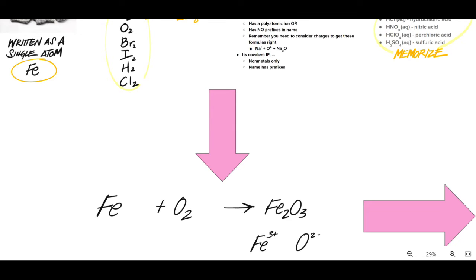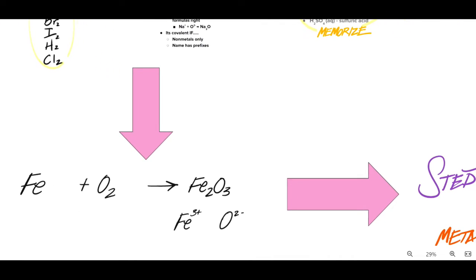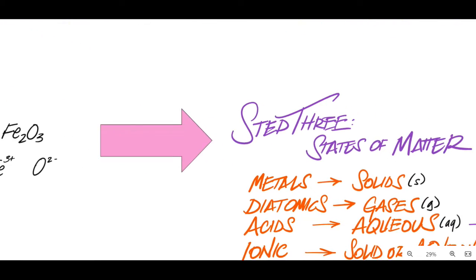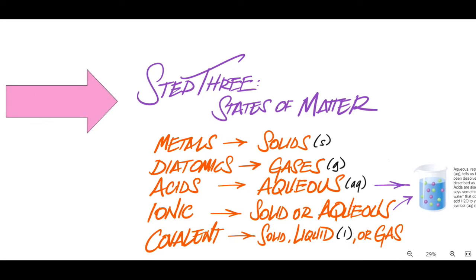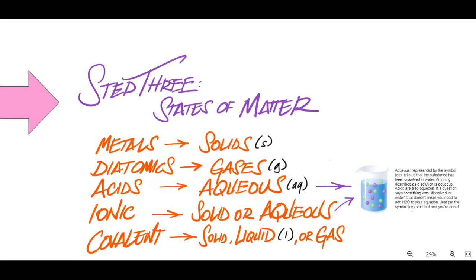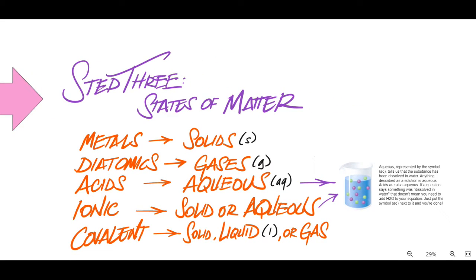Now, we're not even close to being finished yet, because one thing that's lacking from our chemical equation at this point are states of matter. In step 3, we have to decide whether the reactants and products were solids, liquids, gases, or aqueous. Here's some rules to follow. Metals are going to be solids, and solids are represented by a lowercase s. Diatomic gases are, well, gases, so they're represented with a lowercase g. Acids and some ionic compounds can be aqueous, which is represented with an aq, and our covalent molecules can really be anywhere over the spectrum. Solids, liquids, which is a lowercase l, or gases.